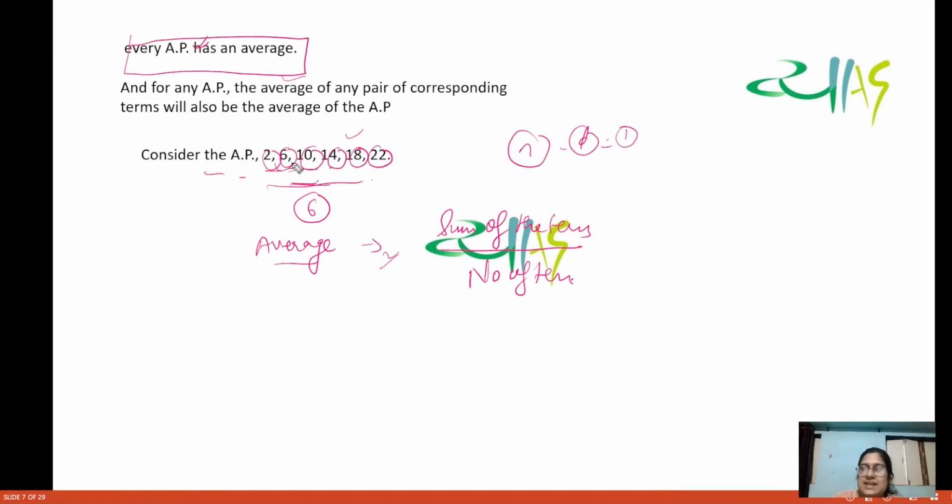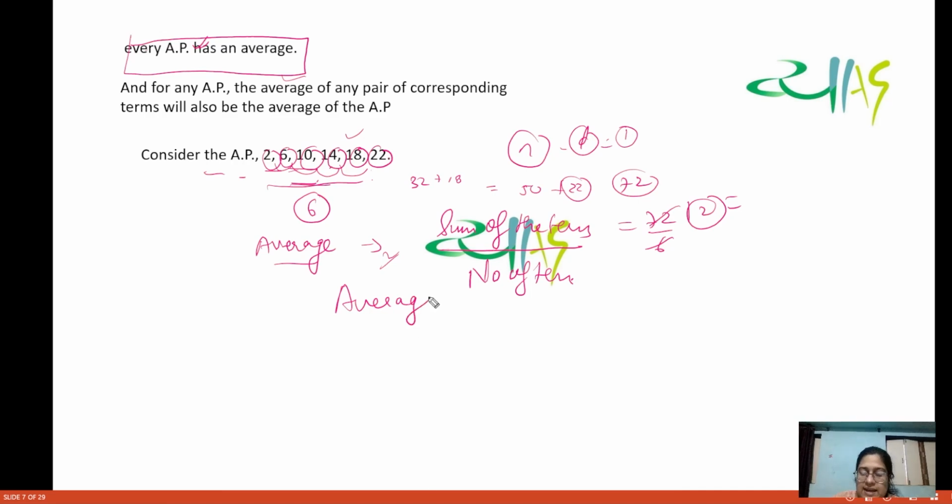So you have 2 plus 6, 8, 8 plus 10, 18, 18 plus 14 is what? I think 32, you will get 32. And 32 plus 18 is what? 50, you will get 50. And 50 plus 22 is going to give you 72. And 72 divided by 6, so obviously you have 12. So the average is 12.